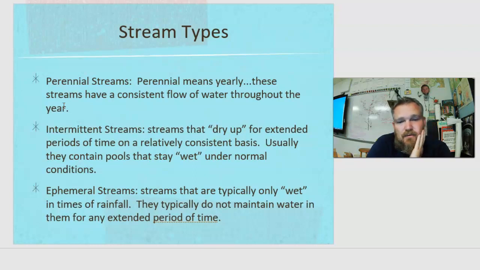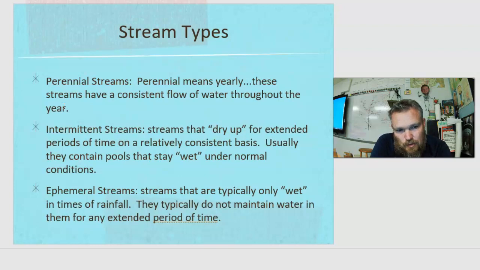Intermittent streams will have dry times and wet times. And the reason we talk about these: perennial streams typically will carry more pollutants downstream because they're there all the time. Intermittent streams dry up and have times of dry, times of wet, so typically they aren't as good at moving pollutants, but they can move larger amounts of pollutants in shorter amounts of time, if that makes sense.